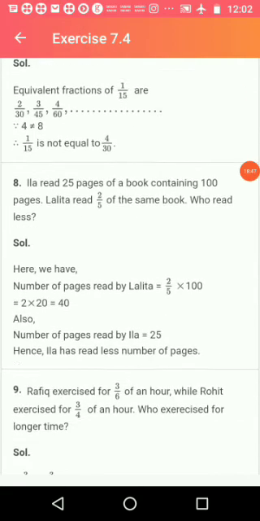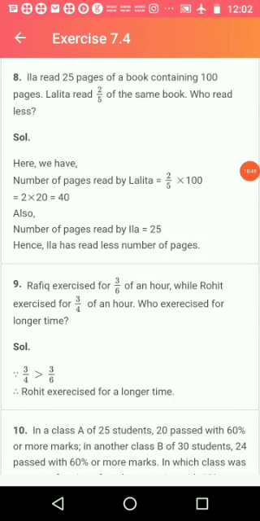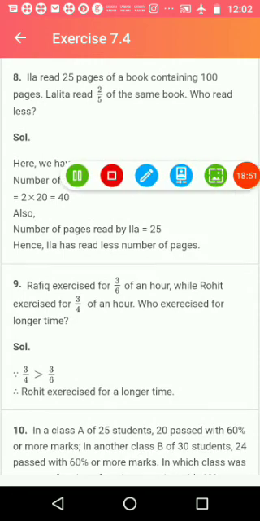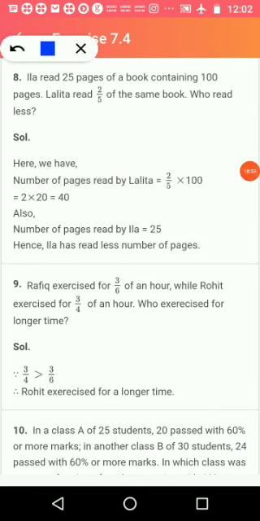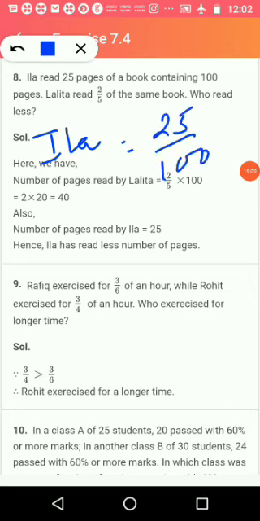Then next one, 8. Ela read 25 pages of a book containing 100 pages. Lalita read 2/5 of the book. Who read less? So now let me find Ela. What fraction did she read? She read 25 by 100.